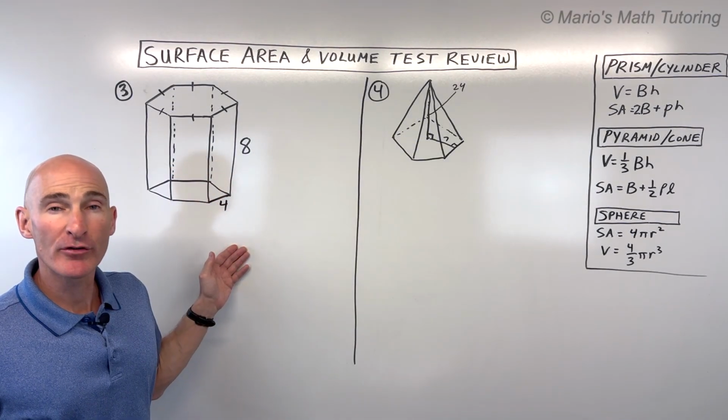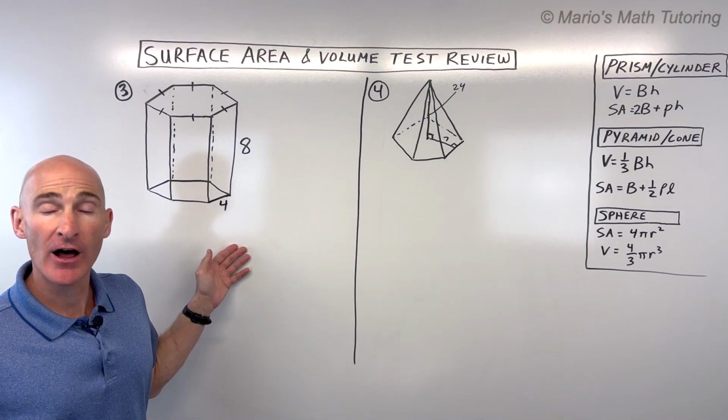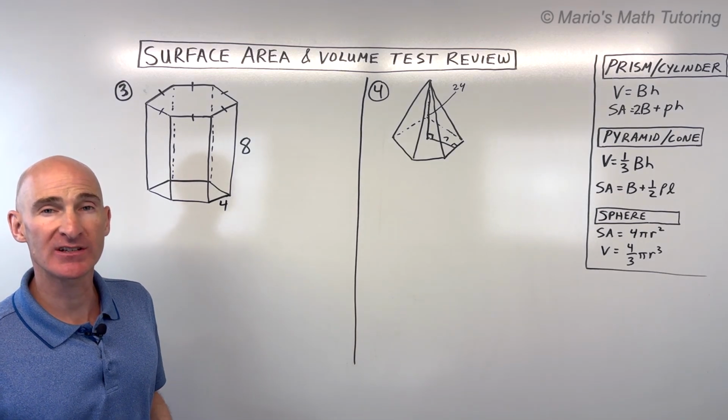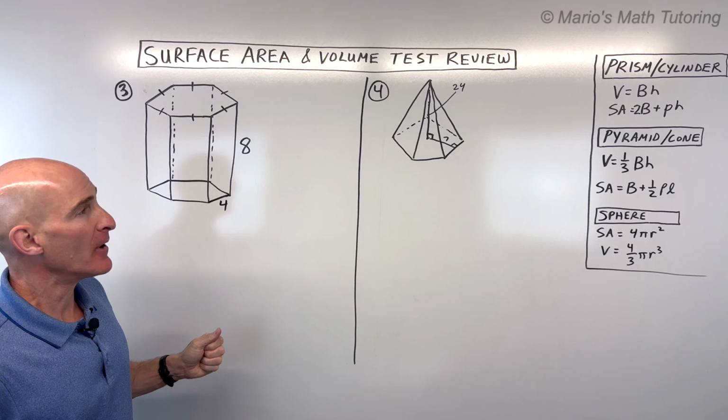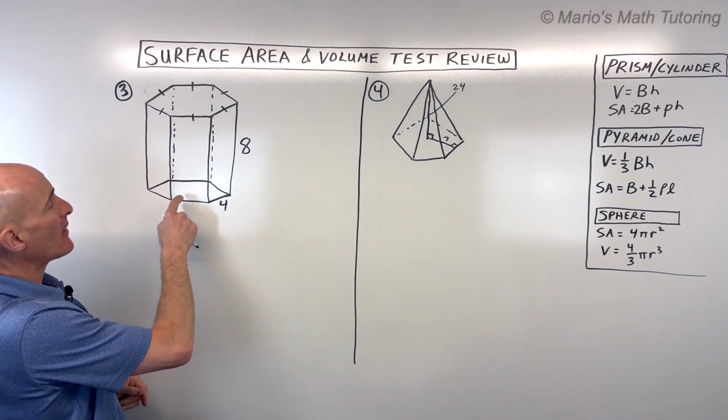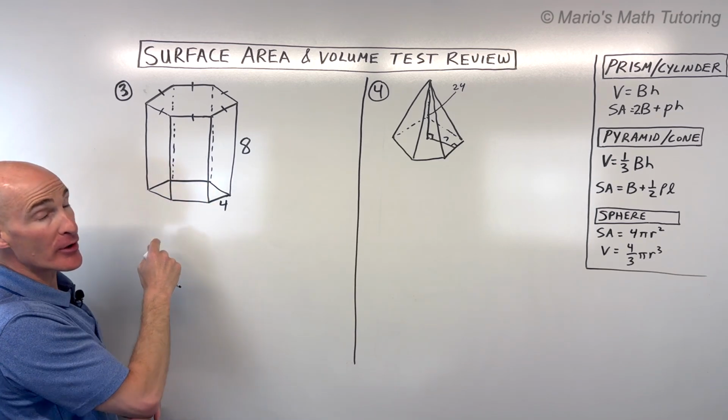Okay, see if you can do number 3 and 4. Find the surface area and volume as an exact answer if possible. If not, use your calculator and round to the nearest 10th or 100th place. But for number 3, what kind of a shape are we dealing with here? Looks like we have a hexagonal prism.